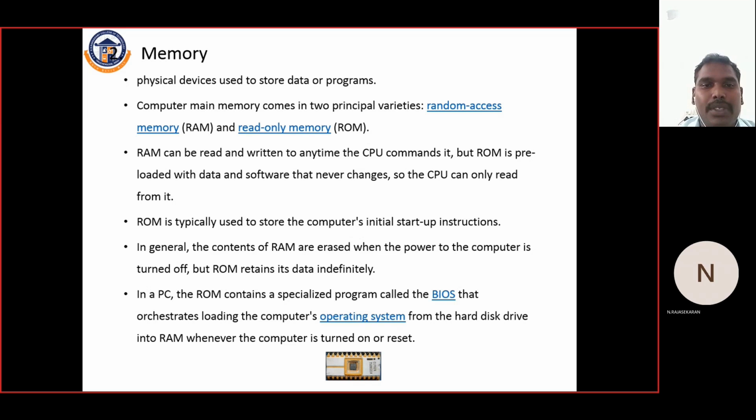In general, the contents of RAM are erased when the power to the computer is turned off, but the ROM retains its data indefinitely. In a PC, the ROM contains a specialized program called BIOS that loads the computer's operating system from the hard disk drive into the RAM whenever the computer is turned on or reset. So whenever you switch on your computer, you can see your BIOS.